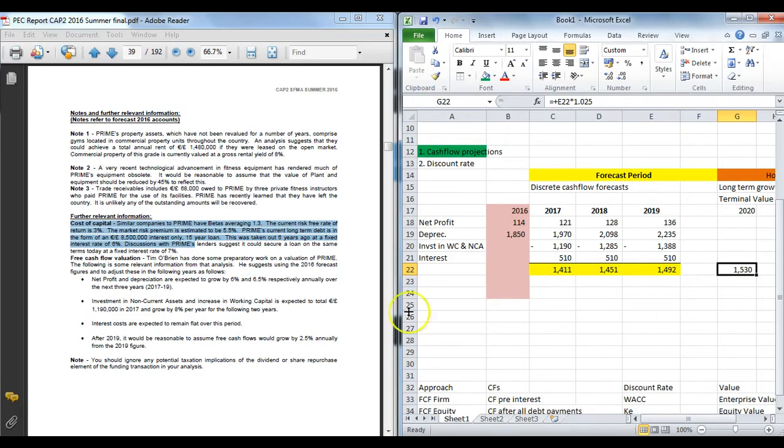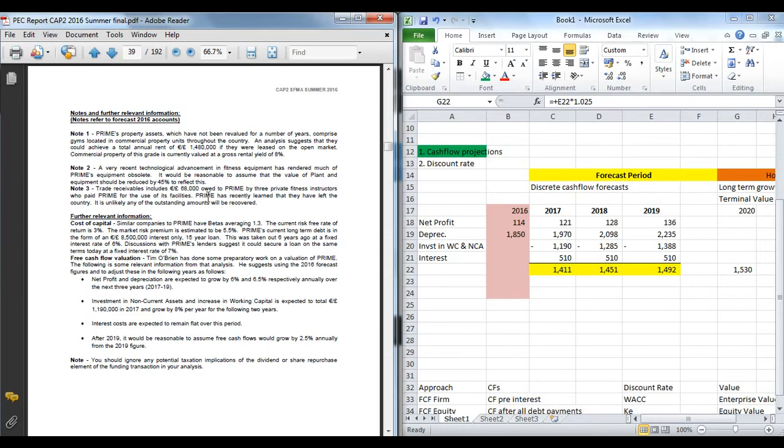The next thing we need to figure out is what discount rate to use. You're told here that Prime's similar companies have a beta averaging 1.3. The risk-free rate is 3%, and the market risk premium is 5.5%. You're told long-term debt is an 8.5 million interest-only loan. Six years ago, it was taken out at an interest rate of 6%. However, the current lending rate to the company will be 7%. And it's important that is the relevant rate here, not the historic rate. You need to use the rate that, if you were borrowing cash, i.e. what's called the marginal rate, if you went out to borrow new funds today, Prime would pay 7%, therefore that's the relevant rate.